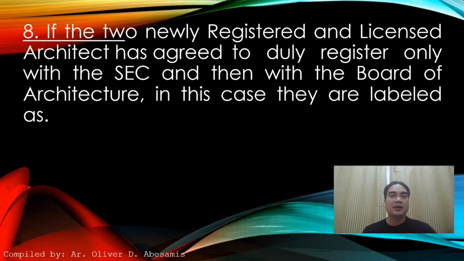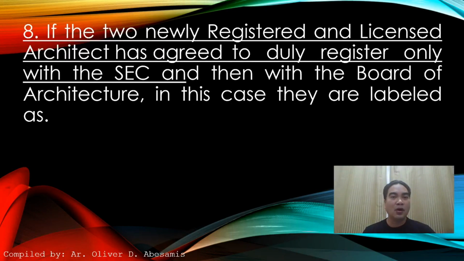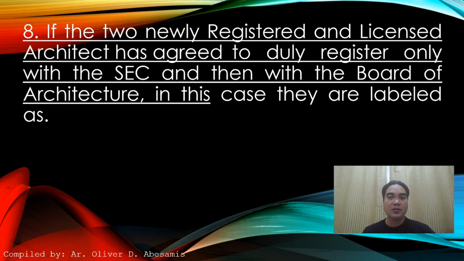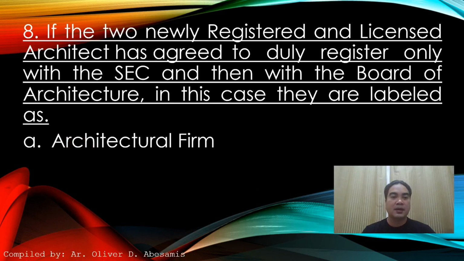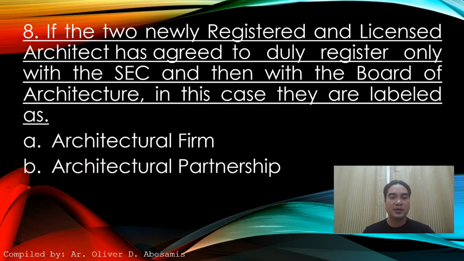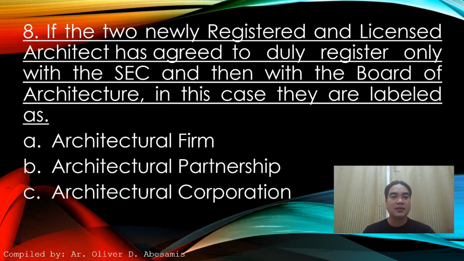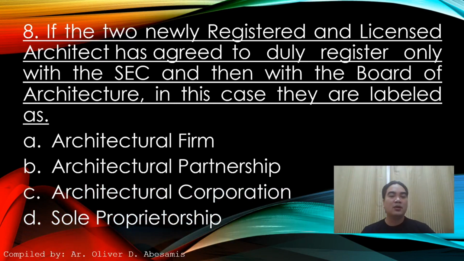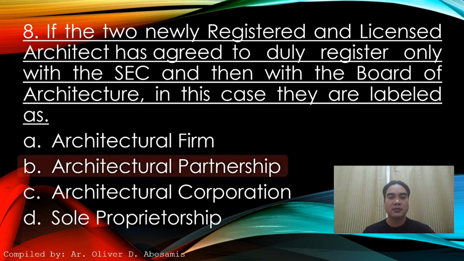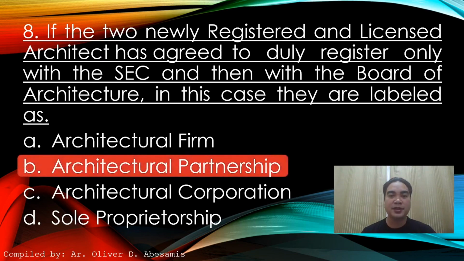Number 8. If two newly registered and licensed architects have agreed to duly register only with the SEC and then with the Board of Architecture, in this case, they are labeled as A. Architectural firm. B. Architectural partnership. C. Architectural corporation. And D. Sole proprietorship. Answer? B. Architectural partnership.